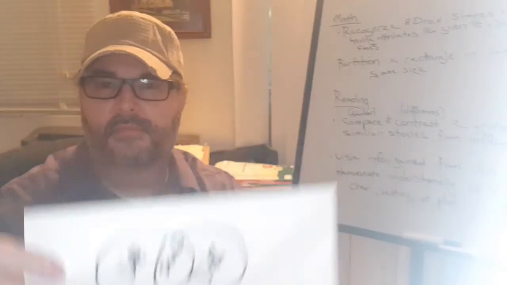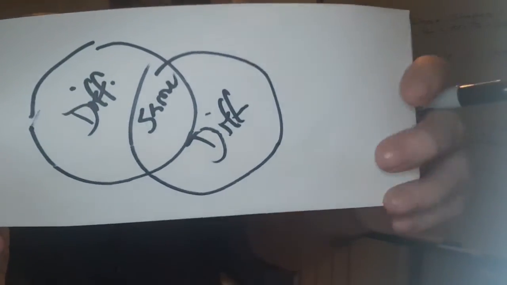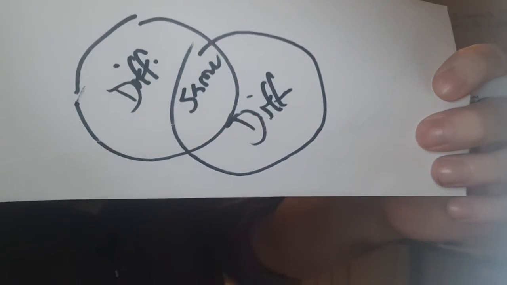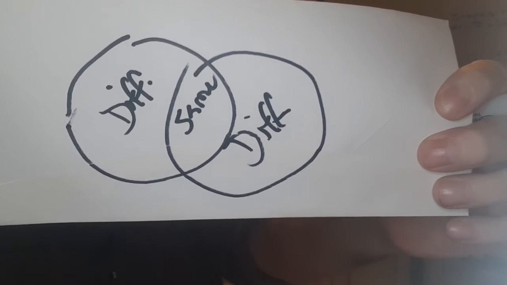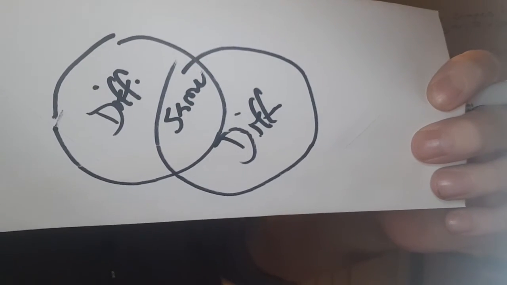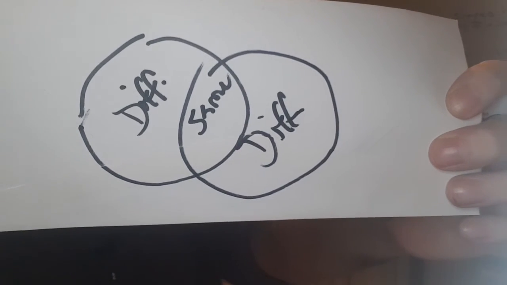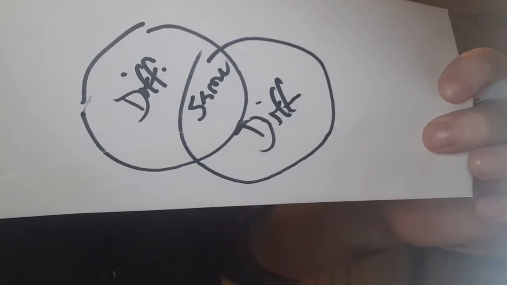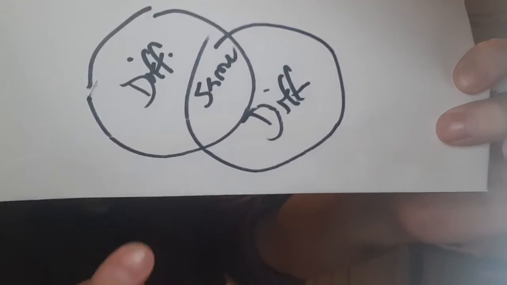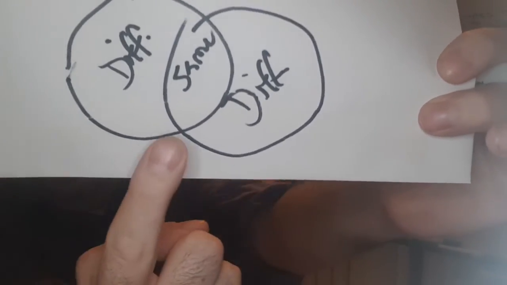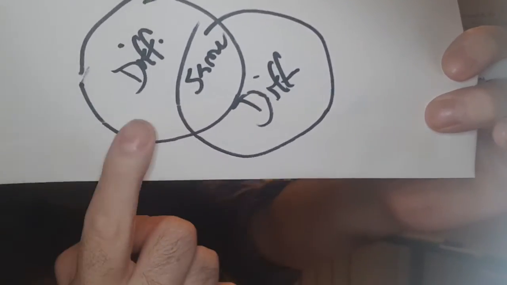Okay, so that is a Venn diagram. In the center is what's the same. The outer circles are what's different. Same in the center, different on the outsides. That's a Venn diagram. That's the easiest way. So one story's here, the other story's here. How are they similar? How are they different?